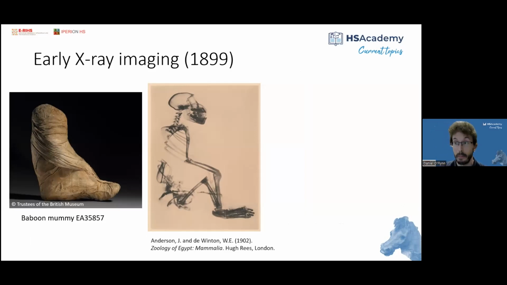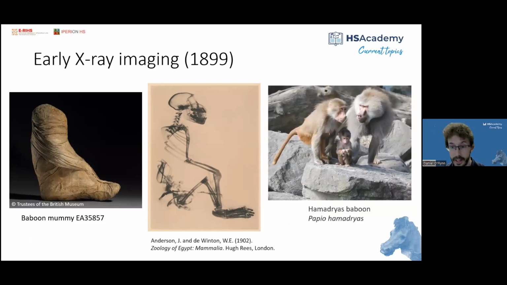it was used to image a baboon mummy. The resultant image was published in a book on the zoology of Egypt in 1902, and the baboon was identified as a juvenile Hamadryas baboon. On the X-ray image, we can see that the tail of the baboon is wrapped around its lower legs. We can see that the spine has collapsed below the shoulder blades.